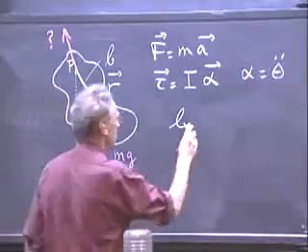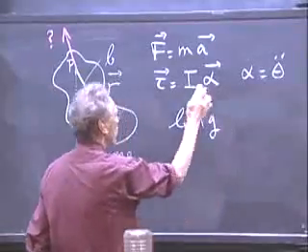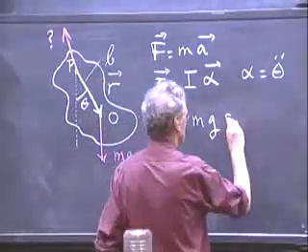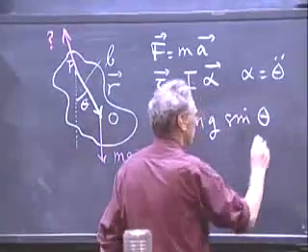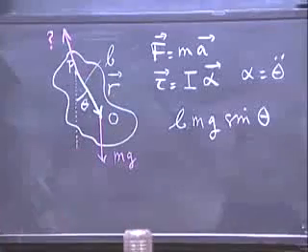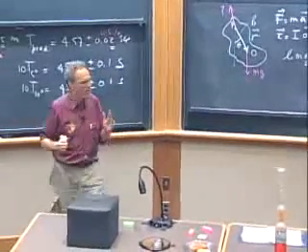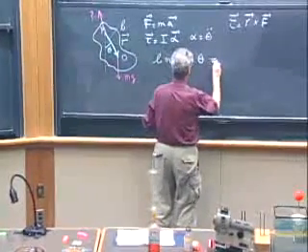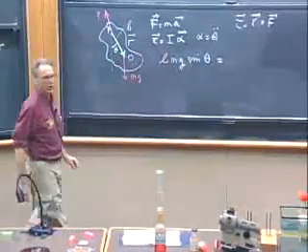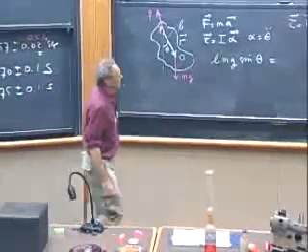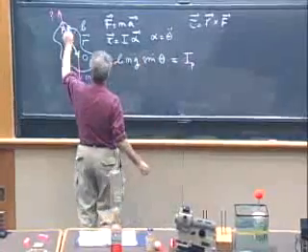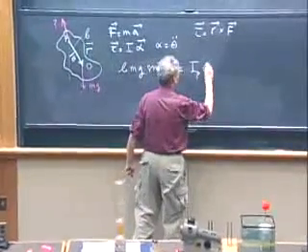F is mg. But I have a cross product, so I have to take the sine of this angle into account. So that is the magnitude of the torque. And the magnitude of that torque then, according to my rotational equivalent of F equals ma, equals the moment of inertia for rotation about that point P times theta double dot.